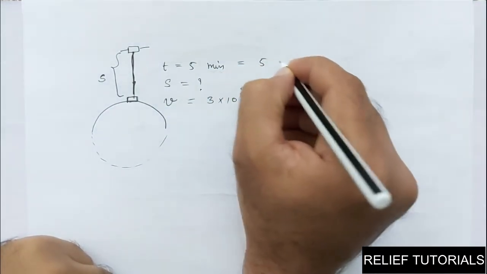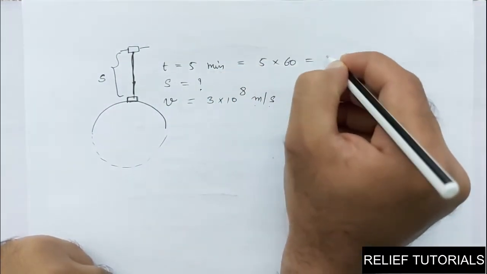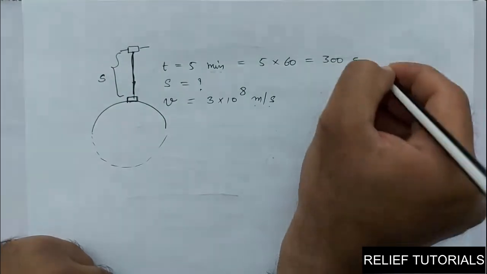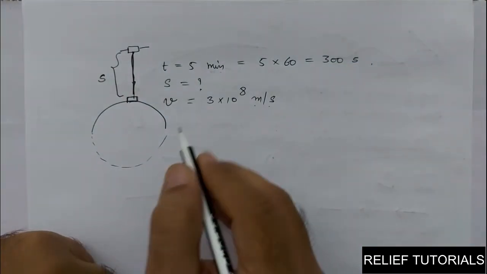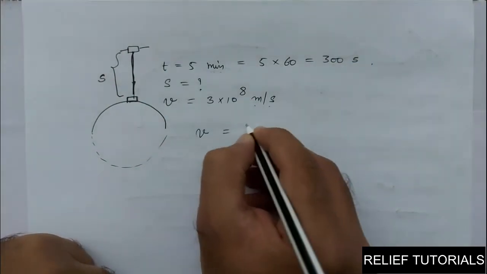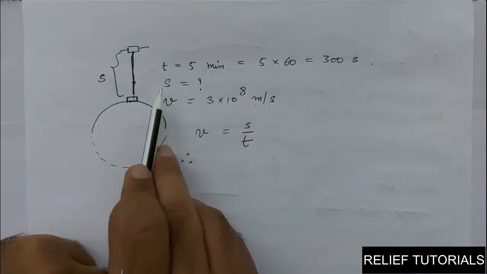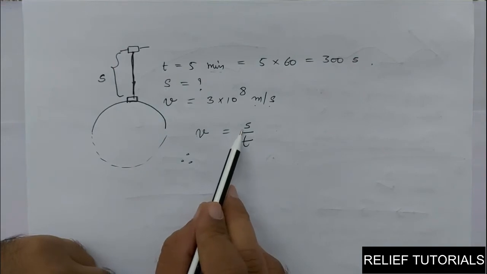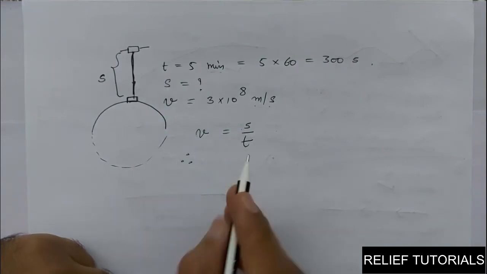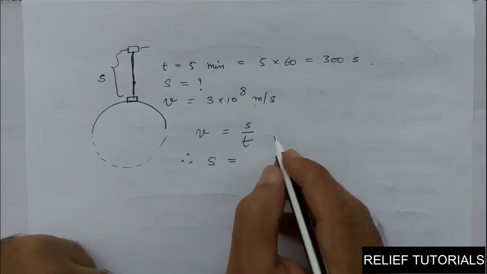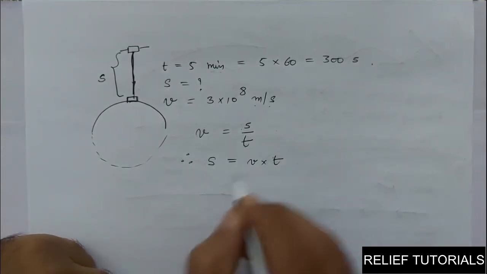So first of all, you convert this minute into second. 1 minute means 60 seconds, so 5 into 60 is 300 seconds. Now according to the formula, speed is equal to distance upon time. What is missing here? Distance is missing. So let us make the formula of distance from this, transferring t to the multiplication side. So distance s is equal to v into t.